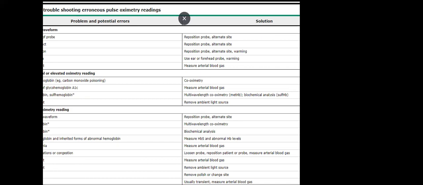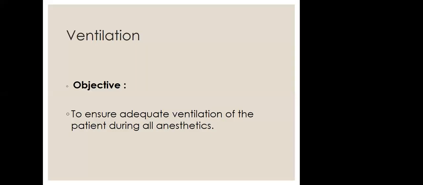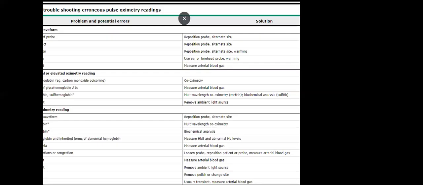There are some conditions when there is not a proper reading for the pulse oximetry. If the position of the probe is malposition, if there is a motion artifact, if there is hypoperfusion of the site, if there is hypothermia, or if the skin pigmentation is different, then an inadequate waveform will be formed.